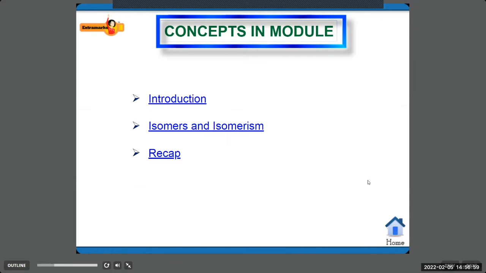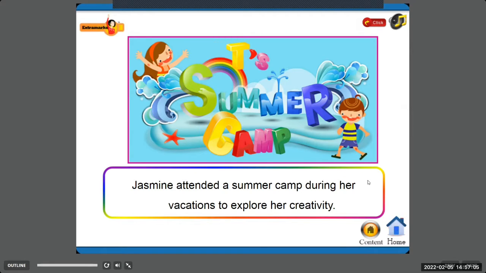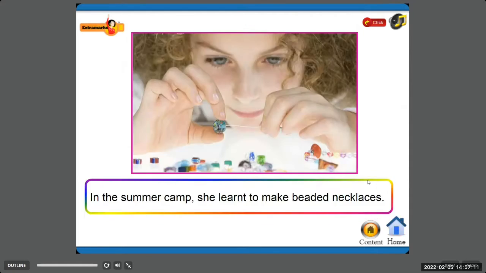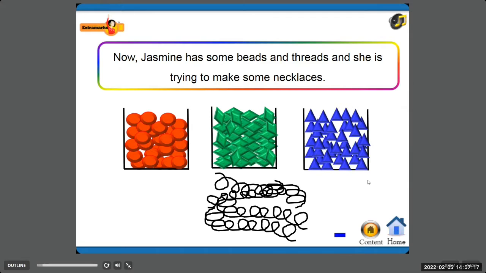In this module, we will study about isomers and isomerism. Jasmine attended a summer camp during her vacations to explore her creativity. In the summer camp, she learned to make beaded necklaces. Now, Jasmine has some beads and threads, and she is trying to make some necklaces.